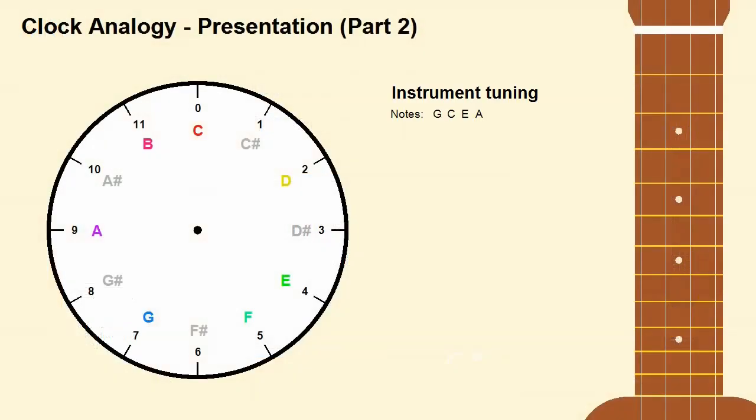Let's continue with the presentation of the clock analogy. On the right side of this video, a 4-stringed instrument is shown that has frets and uses the tuning G, C, E, A. It will be used to show how the clock analogy helps to become familiar with an instrument, but any other instrument that uses strings and frets could be used.